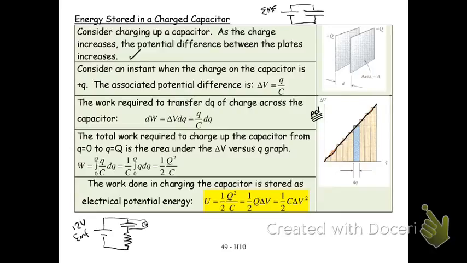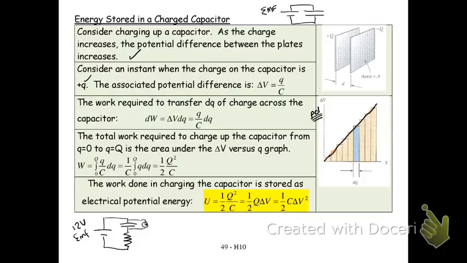In the end, I get to the total amount of charge and the total amount of voltage, and this potential difference will equal my EMF. That's when it stops charging. Consider an instant when the charge on the capacitor is a little bit of Q plus Q. The associated potential difference will be potential difference equals the charge over my capacitance.